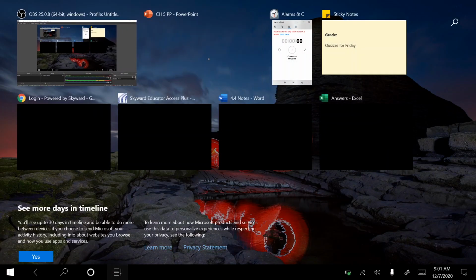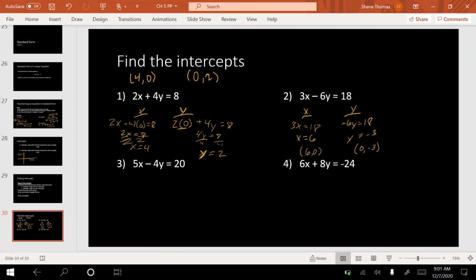So on the first one, we're going to do the cover-up method. We still do our x column and our y column. So in my x column, I'm going to have 5x equals 20. Divide both sides by 5. X is going to be 4. So then I have the point (4, 0). Looks good. Second one, we got negative 4y equals 20. Divide both sides by negative 4. And then y is going to be negative 5. So I have (0, negative 5) as my point.